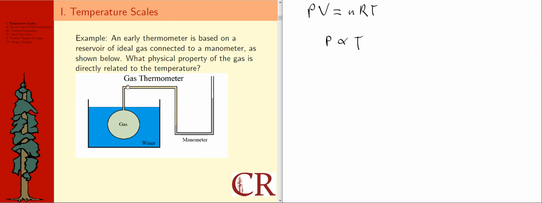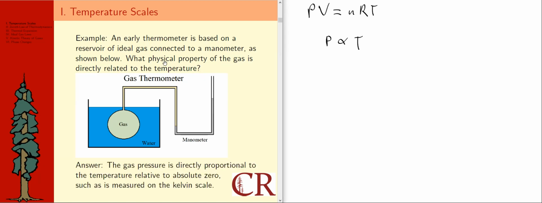Now, you could ask, is the volume exactly a constant? I'm going to assume that this tube is very, very thin. So even though it's pushing on some liquid here in the manometer, that's not going to represent a huge amount of volume change. But the reason this liquid is not at the same level on both ends is that there's maybe higher pressure in here than there is out here, where the tube opens up to the atmosphere. So based on that, the answer I have here is that it's pressure that is directly related to the temperature.